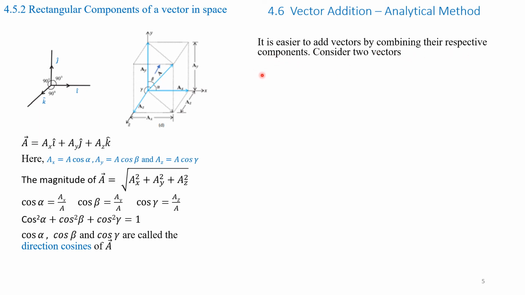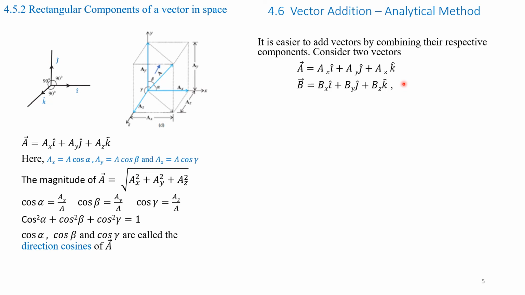In the previous section, we have studied about three components of a vector along x, y, and z axis. So it is easier to add vectors by combining their respective components. Consider two vectors A and B. Let us define vector A as A is equal to AxI plus AyJ plus AzK, where Ax, Ay, and Az are the coefficients of unit vectors I, J, and K along three axes x, y, and z.